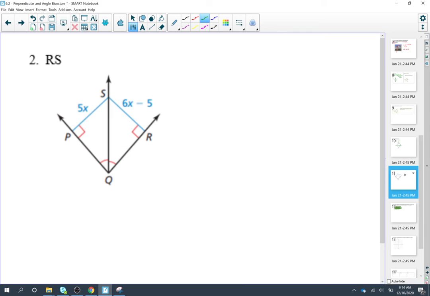Example 2, find the measure of RS. On this particular picture, we know by those markings that SQ is an angle bisector. So if it's an angle bisector, then the distance from S to P is going to be congruent to the distance from S to R. So we can set up that 6x minus 5 equals 5x. In order to solve this, I'm going to subtract 6x. Negative 5 equals negative x. Then I'm going to divide by negative 1.